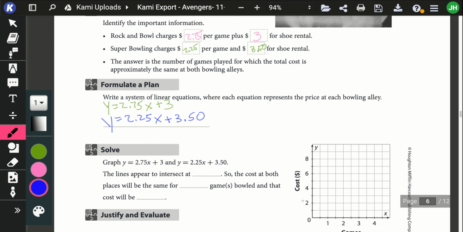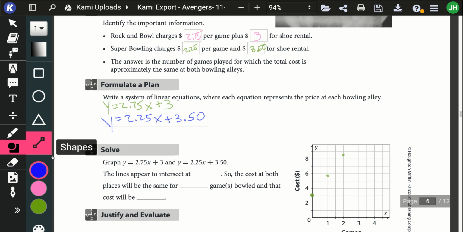When x is 0, here we'll start with this one. When x is 0, y is 3, right? You pay $3 for your shoe rental. When x is 1, y is 3 plus 2.75, that's 5.75. When x is 2, that's 5.50 plus 3 is 8.50. Let's see if these line up.